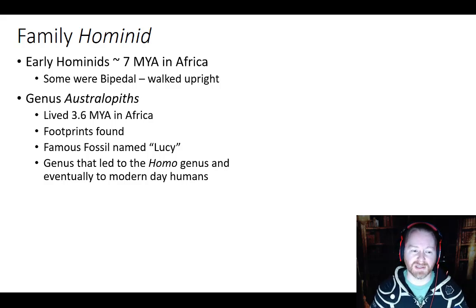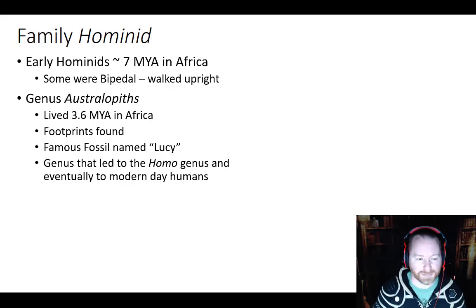One of the genuses that we focus on in human evolution is the genus Australopiths. Australopiths lived in Africa about 3.6 million years ago, and we know they walked upright based off the fossils we found of their footprints from them walking alongside a muddy riverbank. How do we know they walked upright? Well, from the footprint fossils, we can tell that they walked upright because there are no fossils of knuckle prints in the ground, which you would expect to see if they walked on their hands and feet.